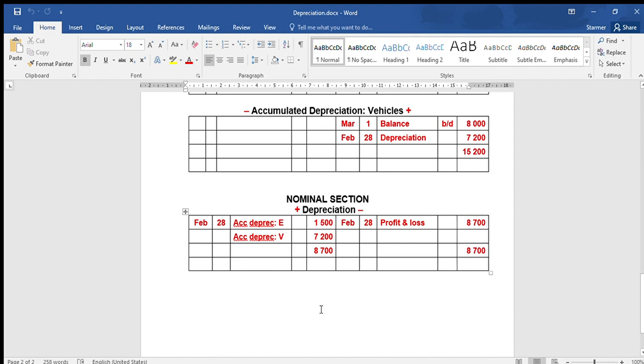Just one last thing before I finish. There are some assets that appreciate in value, particularly your land and buildings. They go up in value over time most of the time. We don't make any accounting entries for appreciation. The reason for that is because that is a subjective value.